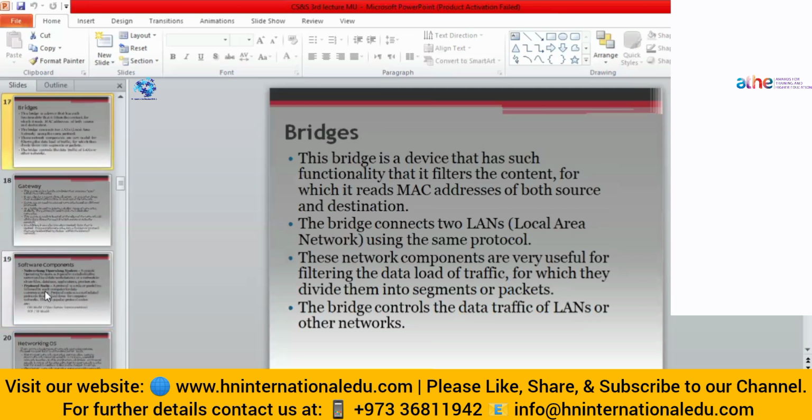Now the bridge. A bridge is a device that has such functionality that it filters the content, for which it reads the MAC addresses.